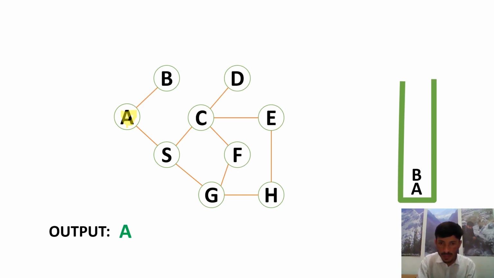Now B is at the top of the stack, and S is the adjacent unvisited node. So we will push S to the top of the stack, add it to the output sequence, and mark it as visited.